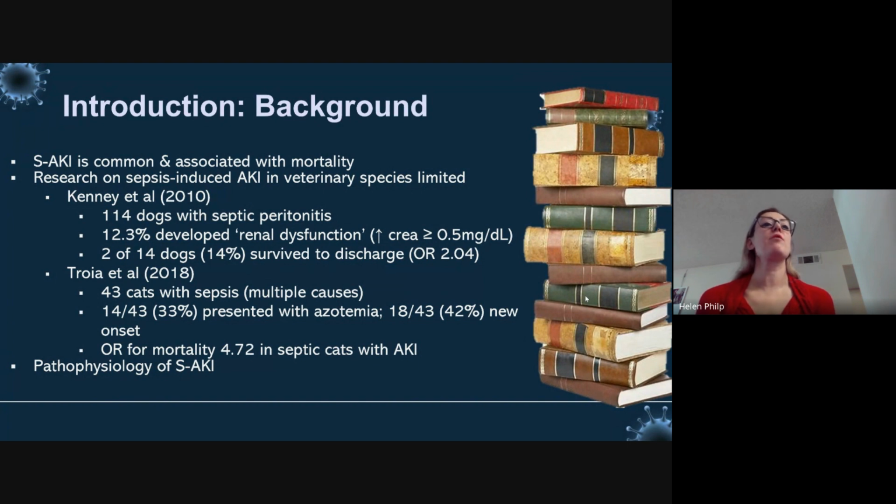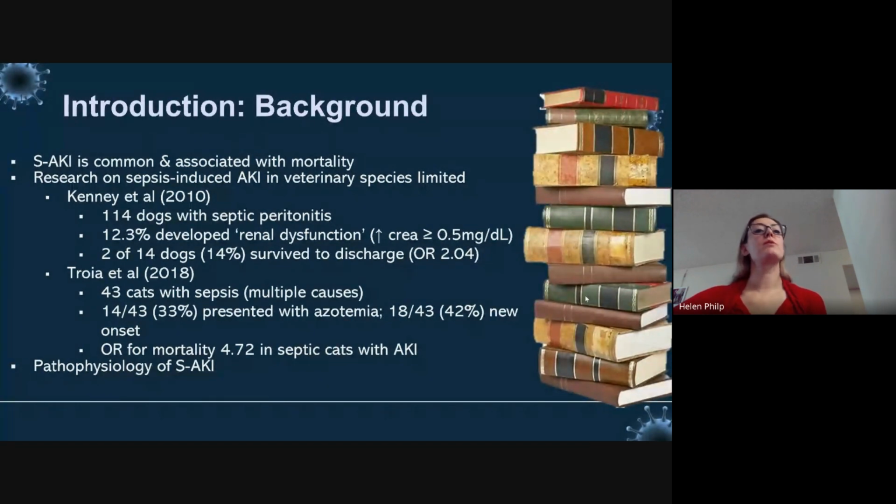One is a retrospective review by Kenny et al. 2010 from JAVMA. And they looked at 114 dogs with septic peritonitis. And amongst those dogs, they reported that around 12% developed renal dysfunction. And that was categorized at that time by an increase in creatinine of at least 0.5 mg per deciliter during the hospital stay. And only 2 of those 14 dogs who developed renal dysfunction survived to discharge.